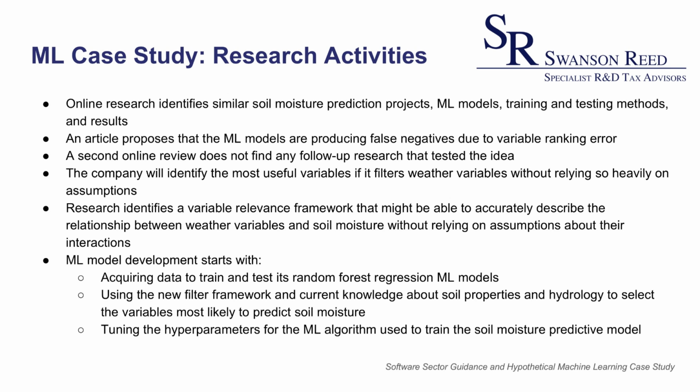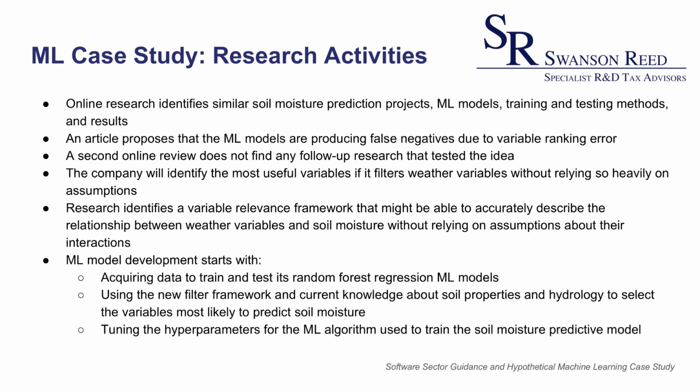A second online review does not find any follow-up research that tested the idea about false negatives to know how to effectively use weather variables for predicting soil moisture. The company proposes that it will identify the most useful variables if it filters weather variables without relying so heavily on assumptions about which have the greatest relevance to soil moisture. Their background research identifies a variable relevance framework that might be able to accurately describe the relationship between weather variables and soil moisture, without relying on assumptions about their interactions. The machine learning model development starts with acquiring data to train and test its random forest regression machine learning models.